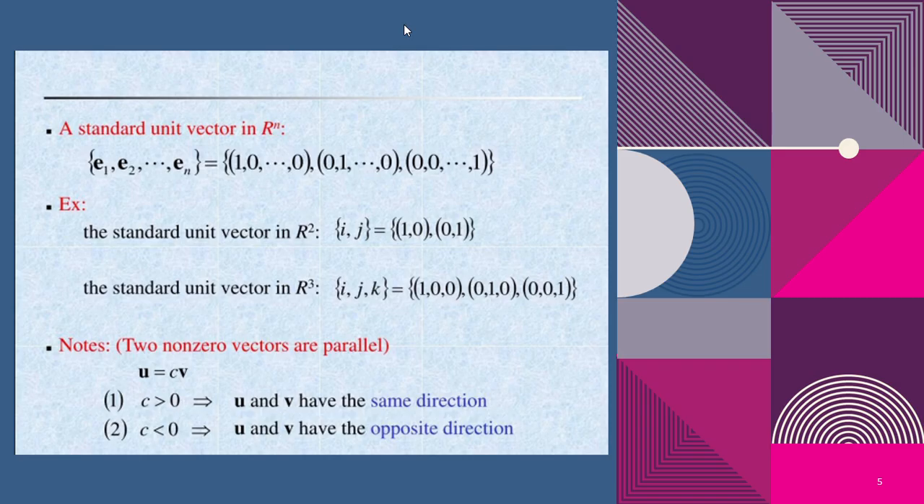Now, 2 vectors are called parallel if one is just a number multiplied by the other, written as u equals c times v. If that number c is positive, both vectors point in the same direction. If c is negative, they point in opposite directions.